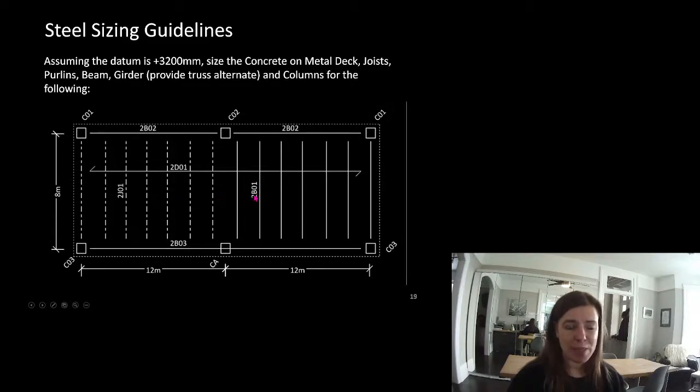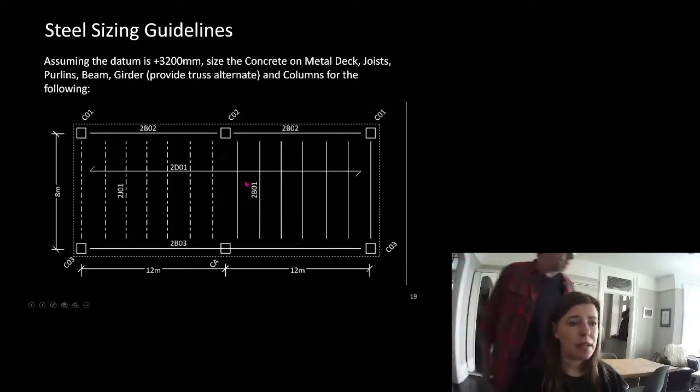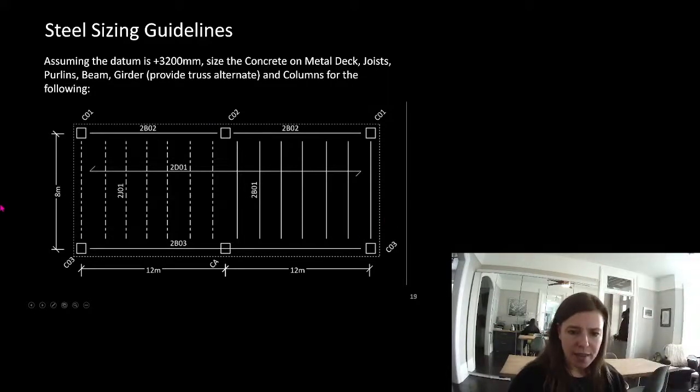So B probably means beam. When we know a beam that can be interchanged with joist, it's probably a purlin. So it looks like these members are our purlins here. The beams, so we've got a 2B02 and 2B03, okay. 2B01 was our purlins.